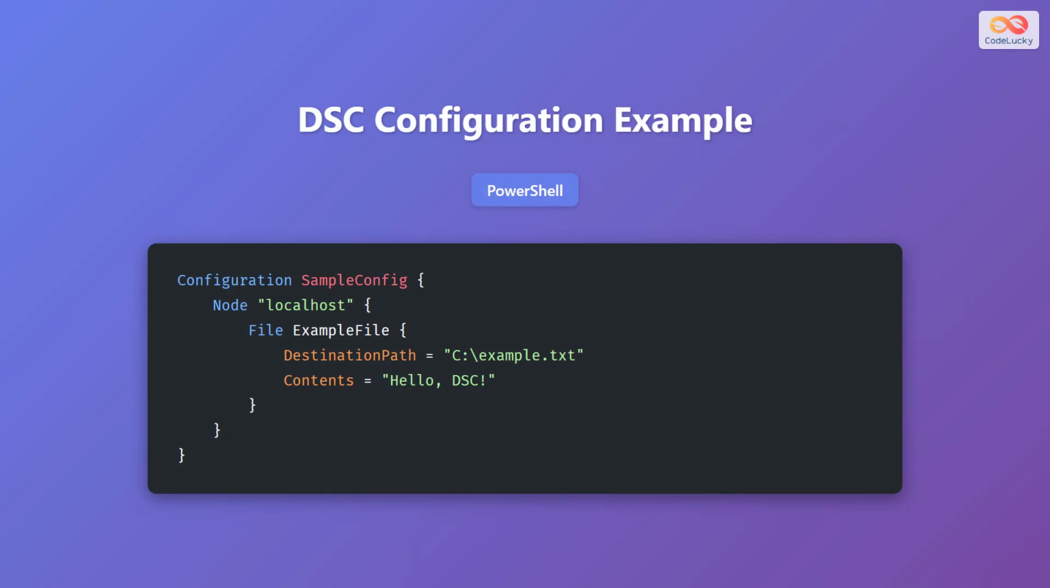Here's a simple example of a DSC configuration. You start with the configuration keyword followed by a name. Inside, you define a node, which represents the target computer. In this case, we're using localhost. Then you specify a resource. Here it's the file resource, which ensures a file exists at a specific location with specific content. This configuration will create a file called example.txt in the C drive with the content "Hello, DSC!"